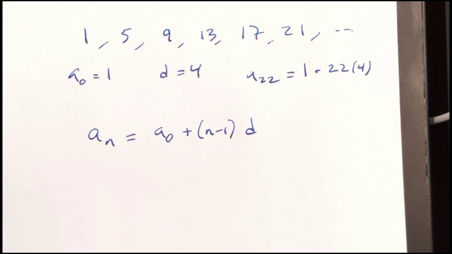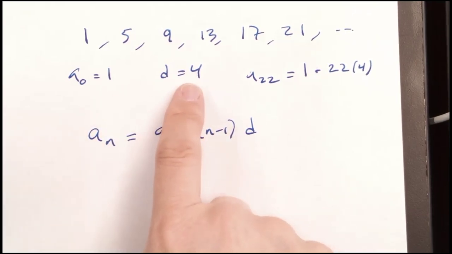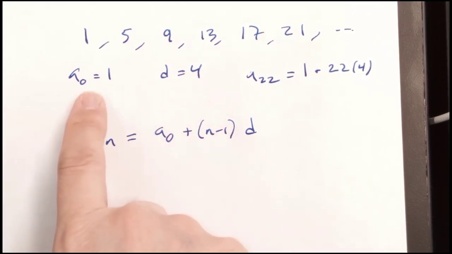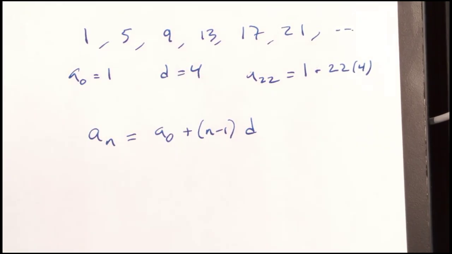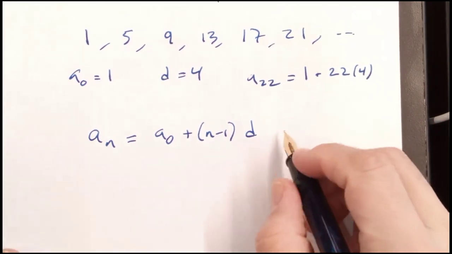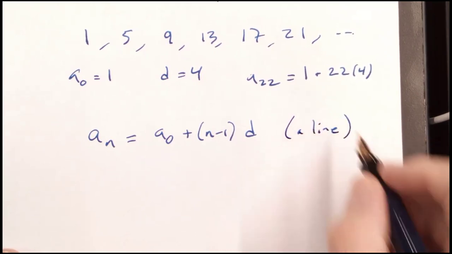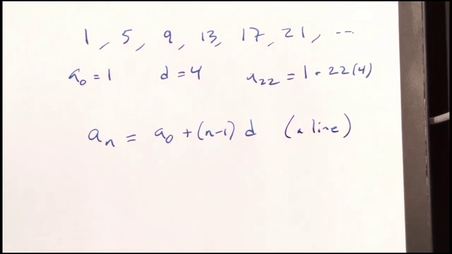No, every time I go over, I go up 4. My slope is 4. Every time I go over 1, I'm going to go up by 4. My y-intercept is going to be 1. So this is a discrete version of a line. It's a bunch of dots arranged in a straight line pattern. Okay. Questions? Talk to me.